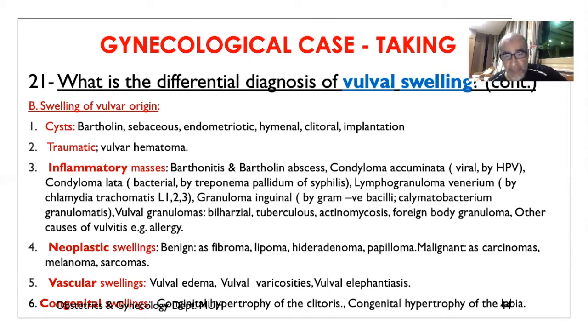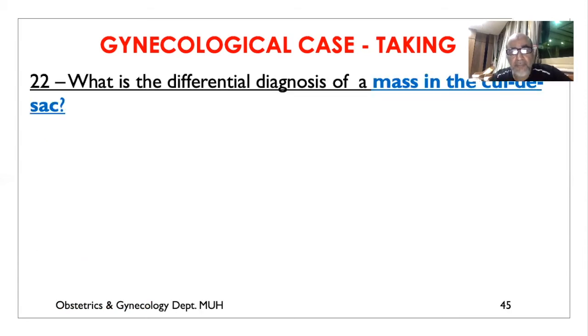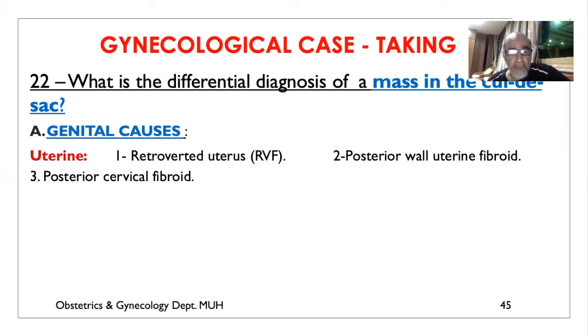Congenital abnormalities or congenital swelling, such as hypertrophy of the clitoris and congenital hypertrophy of the labia minora. What are the differential diagnoses of a mass in the Douglas pouch? Genital causes of a mass in the Douglas pouch include uterine masses, such as RVF, retroverted uterus, posterior wall uterine fibroid, posterior cervical fibroid.